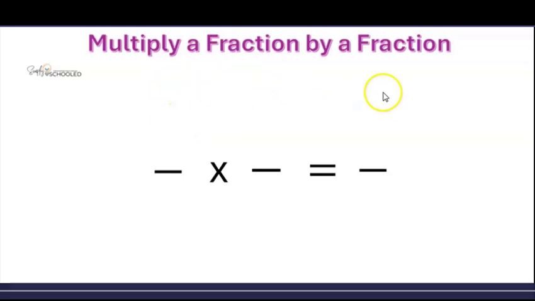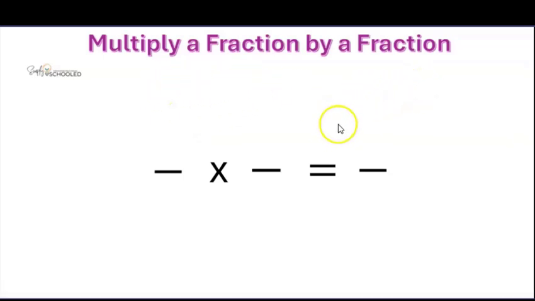Multiply a fraction by a fraction. I think this is the easiest operation of all of the operations with fractions. So let's start with small numbers. 1/2 times 2/3. The rules for multiplying fractions are you multiply the numerators and then you multiply the denominators.